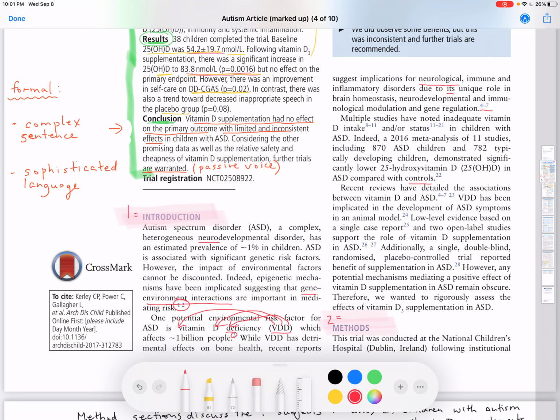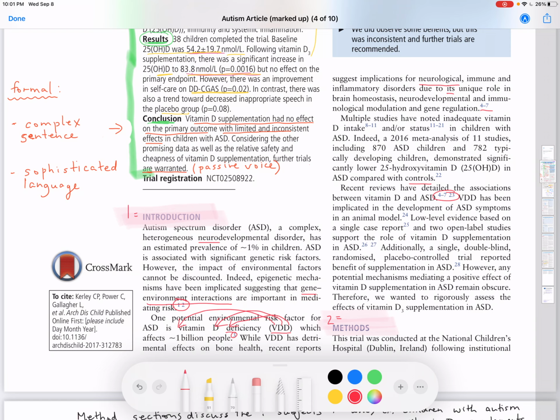That's okay. Recent reviews have detailed the associations between vitamin D and autism spectrum disorder. Look, more sources. 4, 5, 6, 7, and 23. Those are the numbers of the entries on the reference list if we wanted to read more about it. So here we can see at least 5 published studies drawing this link.